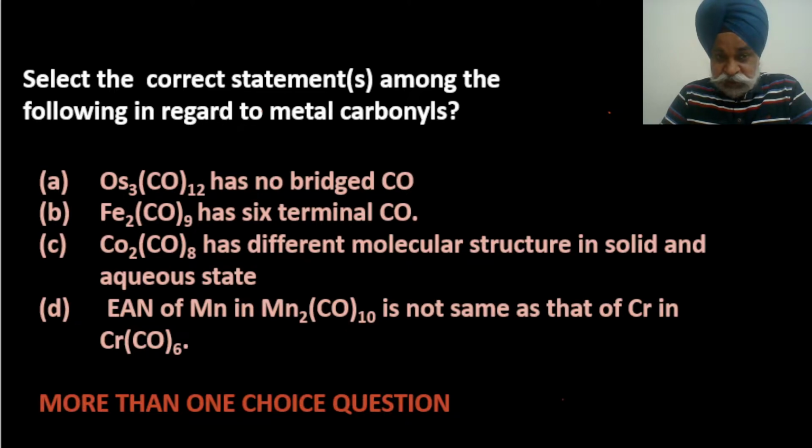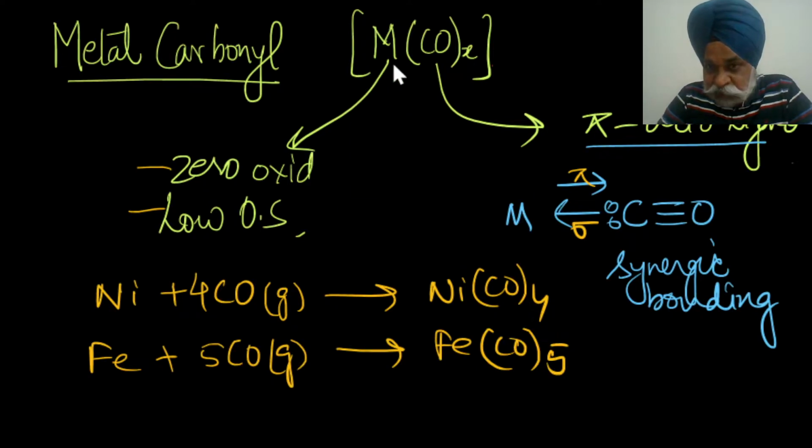Before I go into the discussion of these questions, as these are problems, we have to address them through a bit of theory. Let me place it in front of you. So metal carbonyls are compounds where the metal is in a very low oxidation state. Generally, it is in the zero oxidation state when the metal carbonyl does not contain any charge. Otherwise, it has a very low oxidation state.